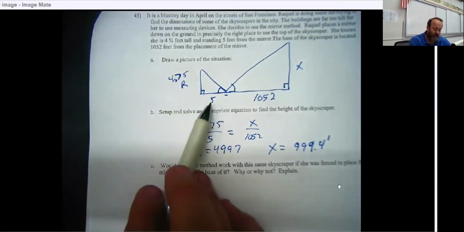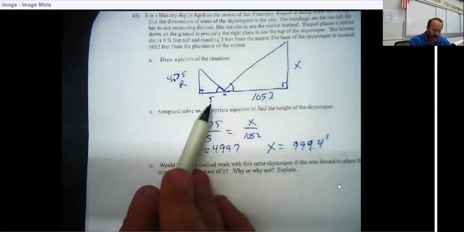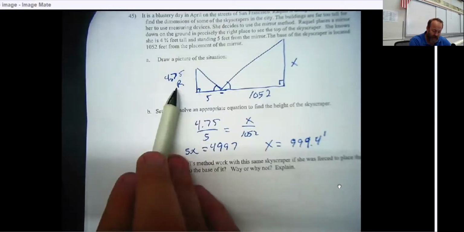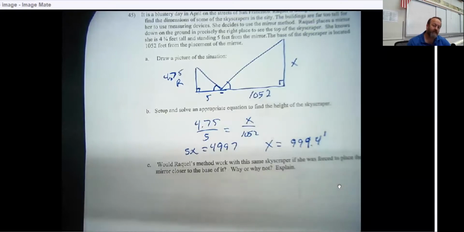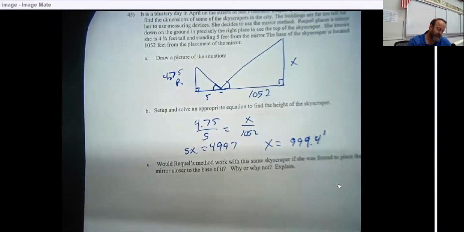Notice right here, see how this is just a tiny bit further than her length, which means this should be a little teeny bit shorter than that length as well. So that seems plausible right there.